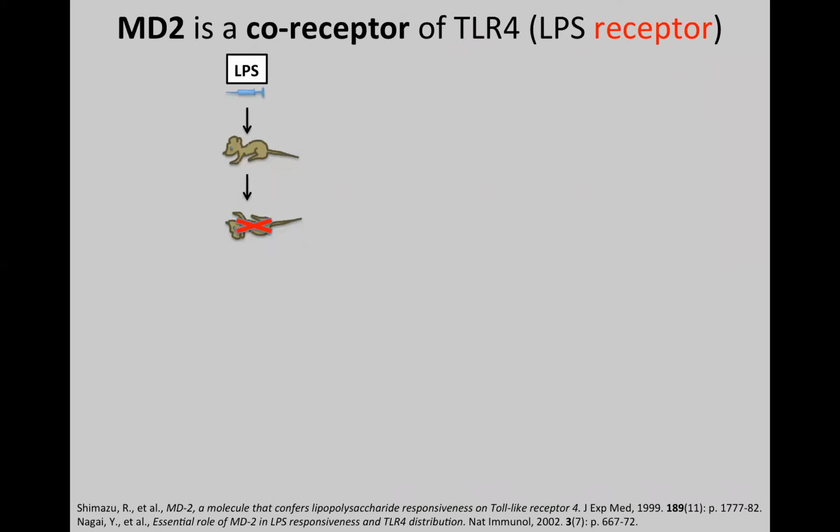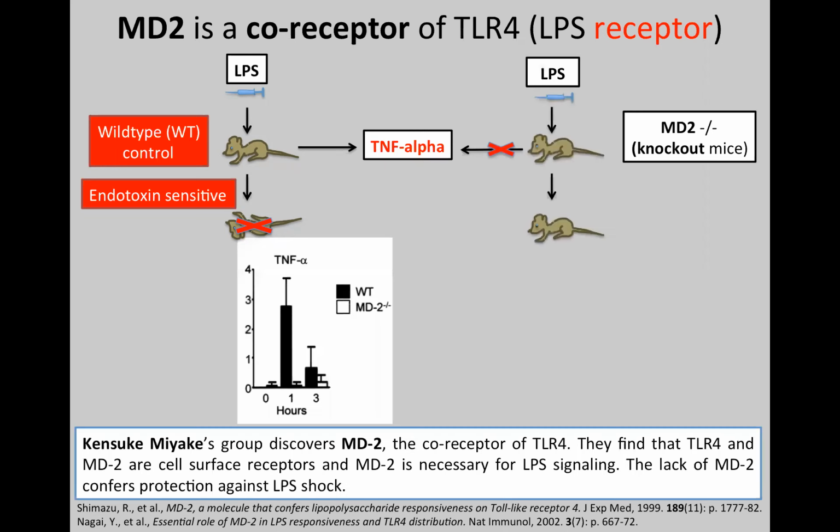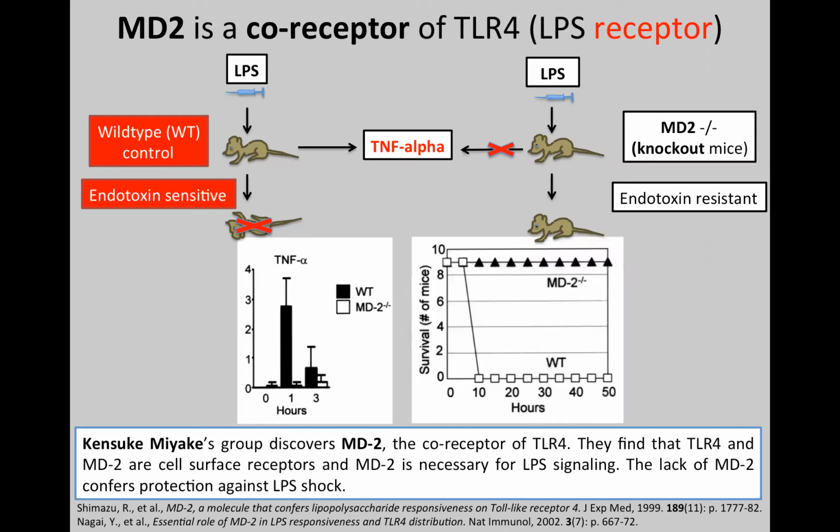Soon afterwards, they discovered that LPS doesn't really act on TLR4 only, but there is a secondary part of this receptor complex, which is called MD2. MD2 makes a complex with TLR4. So the MD2 knockout mice did the same thing. When they were treated with LPS, nothing happened. They didn't produce TNF and they didn't die. They survived the LPS shock.